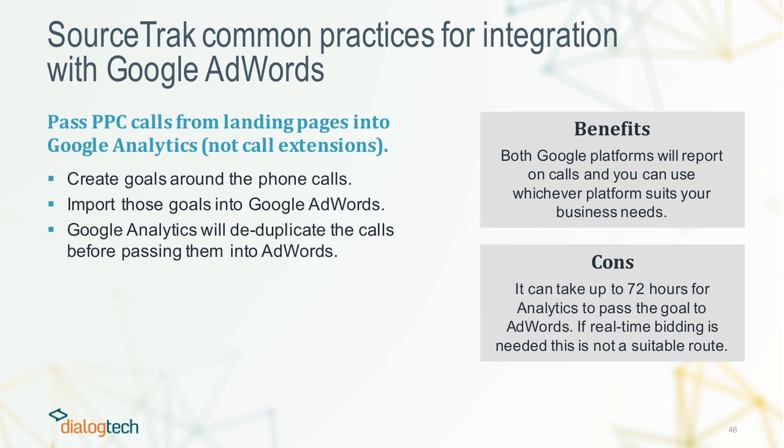So Analytics will see that the same person has an event associated to them multiple times, and they'll only pass that once. A couple of benefits to integrating through Google Analytics is you can utilize both platforms to view these calls. So if you are familiar with Analytics and you're more comfortable there, you can see it there, or you can see those phone calls in AdWords. It's, to be honest, the most commonly used integration path as well, because people like to view both platforms. One of the cons to using this integration is it can take up to 72 hours for Analytics to pass a goal into AdWords. So if real-time bidding is needed, this is probably not the best route to use.